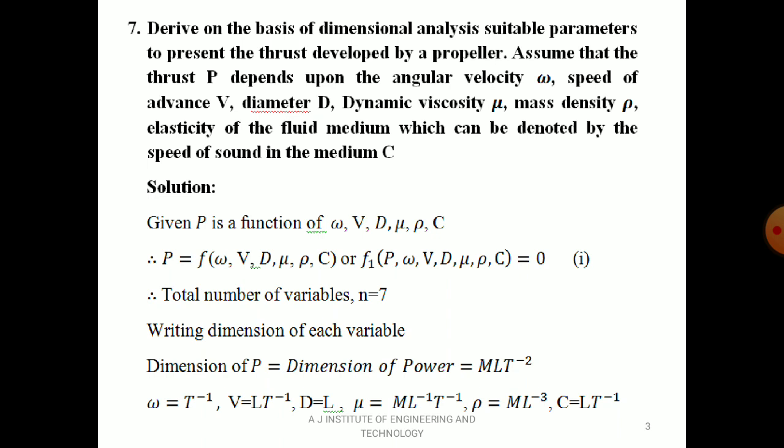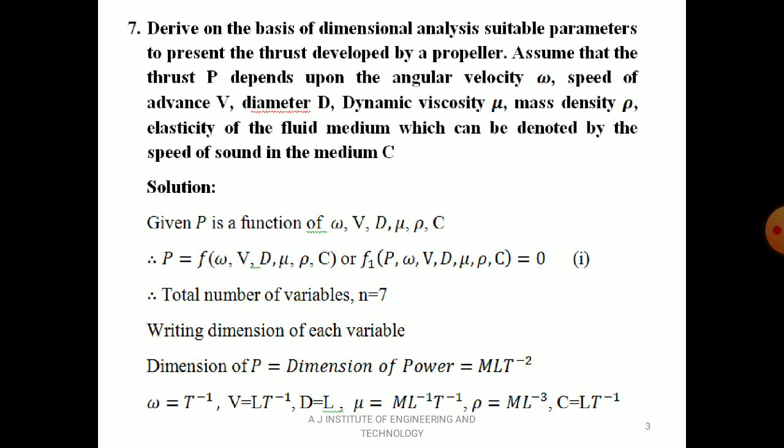Here they didn't mention whether to solve the problem using the Buckingham Pi theorem or the Rayleigh method. You can go with any method, but compared to the Rayleigh method, the Buckingham Pi theorem is a very easy method. So I'll go with the Buckingham Pi theorem. Here we have to derive an expression for the thrust developed by a propeller, that is, an expression for force.